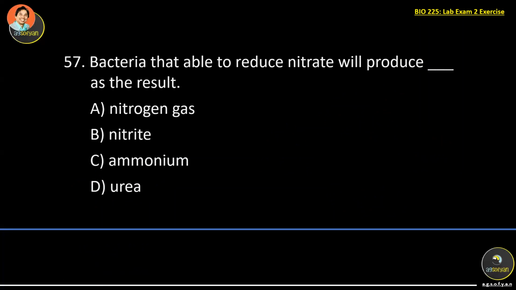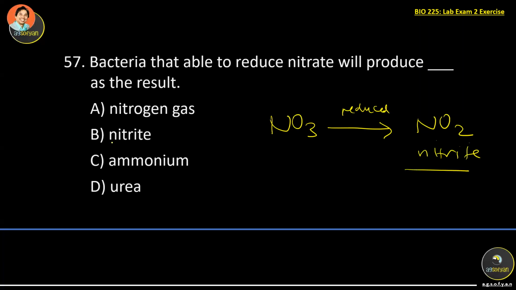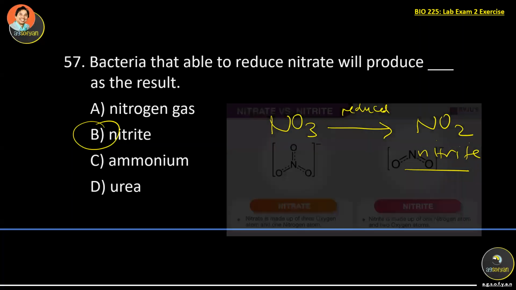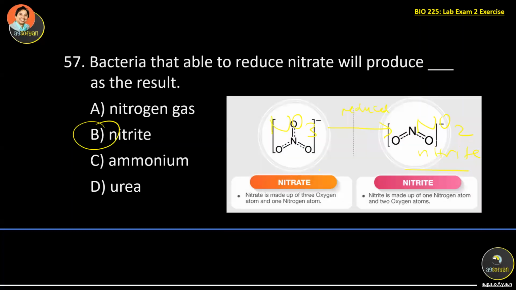Bacteria that are able to reduce nitrate will produce blank as a result. I just mentioned that nitrate is reduced into nitrite. Okay, so this should be the answer. So from 3 oxygens into just 2 oxygens over there.